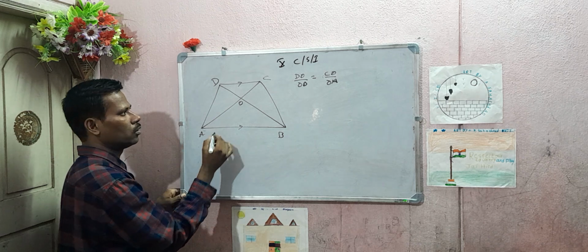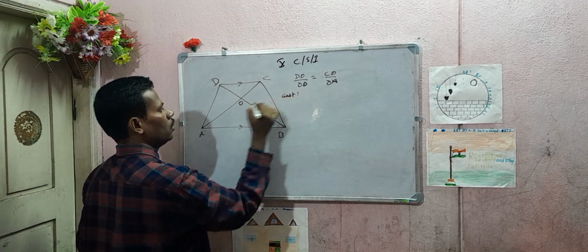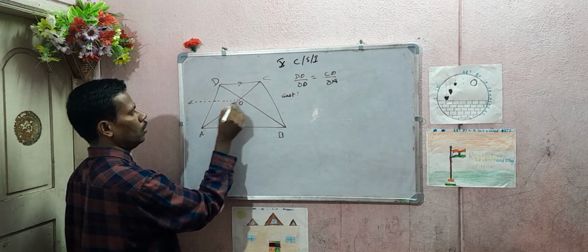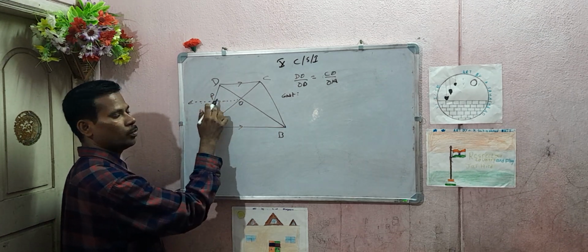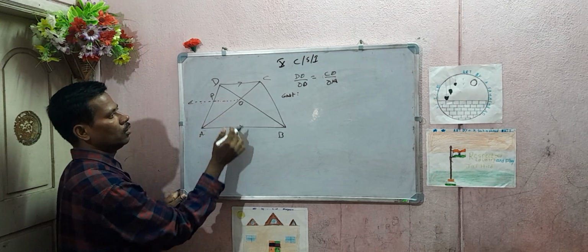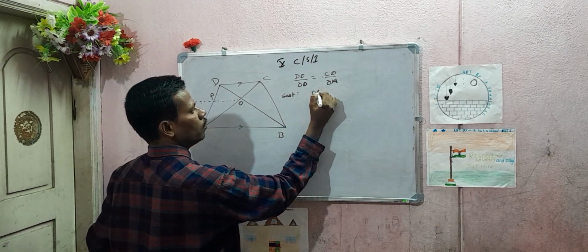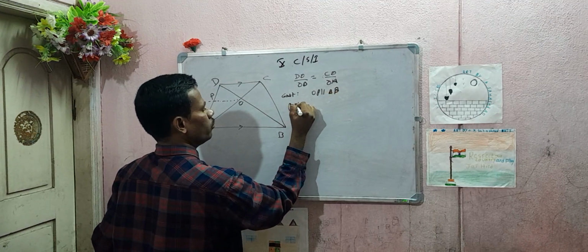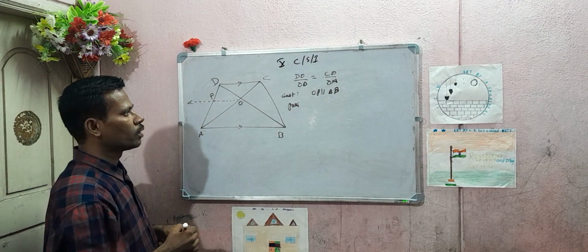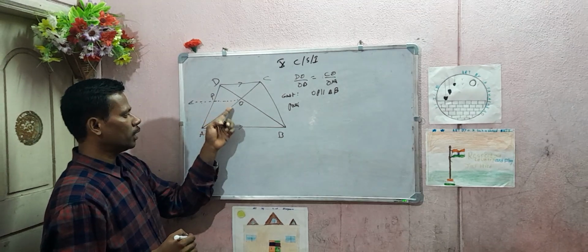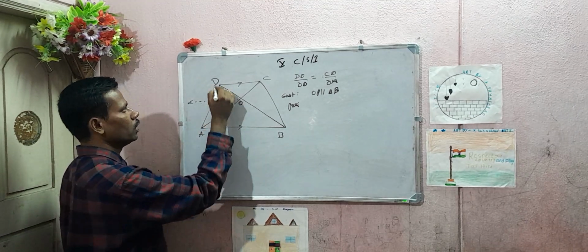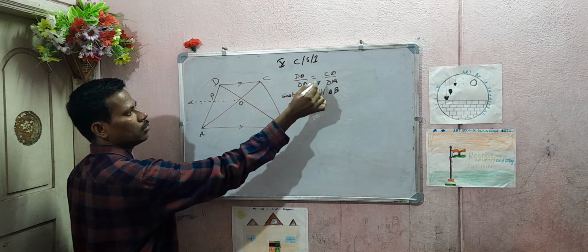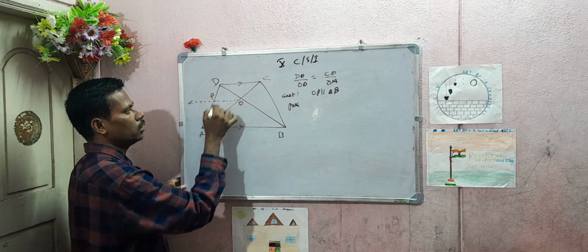What you have to do is construction: draw OP parallel to AB. Proof. What I am saying is draw OP parallel to AB. Now keep in mind what you have to do. DO by OB is nothing but CO by OA. I will consider this triangle.